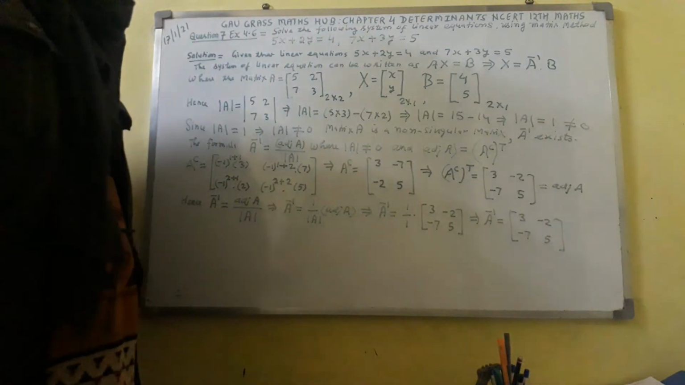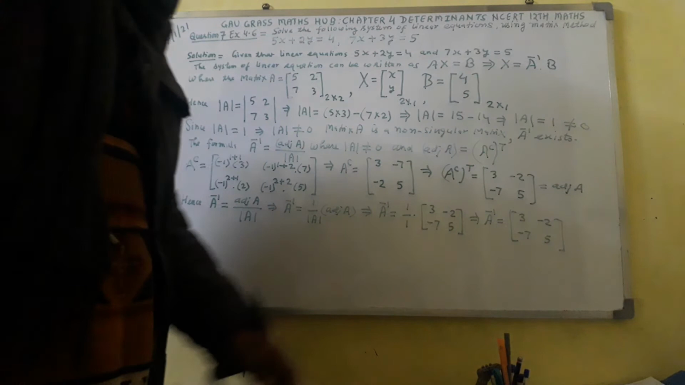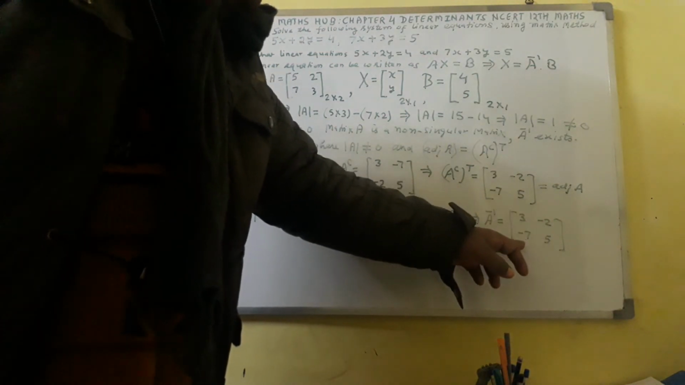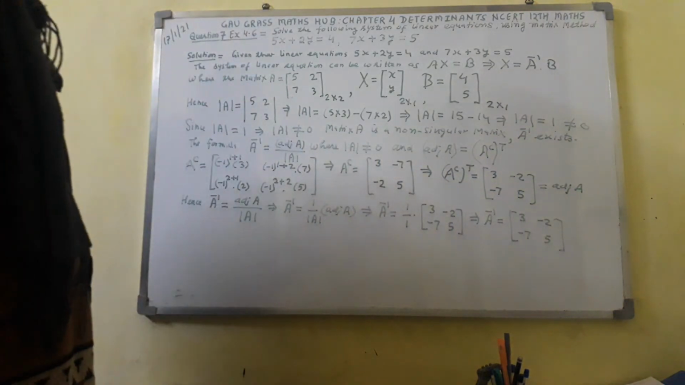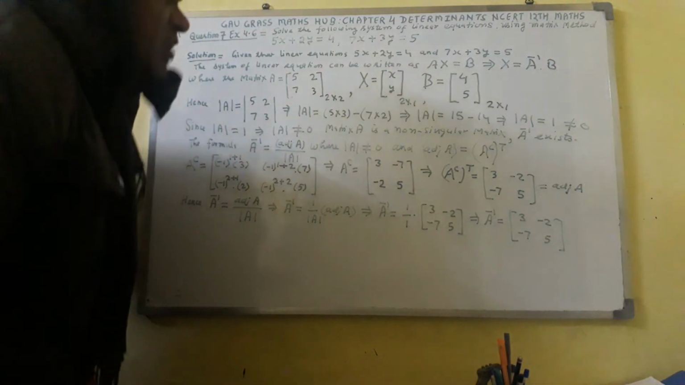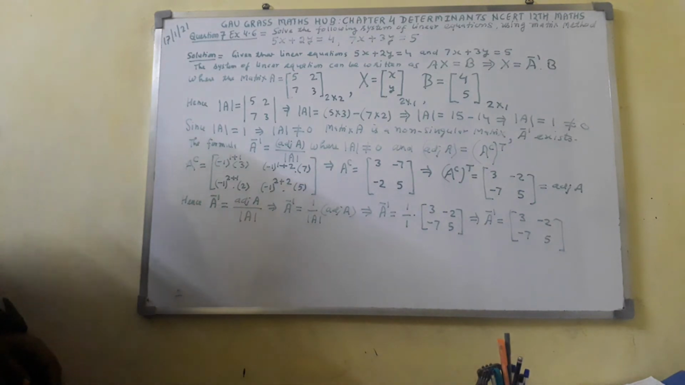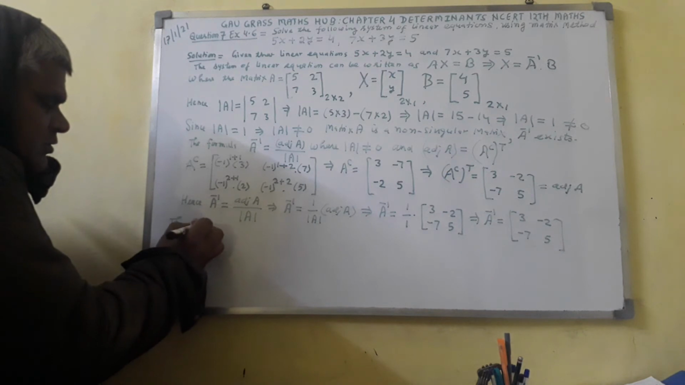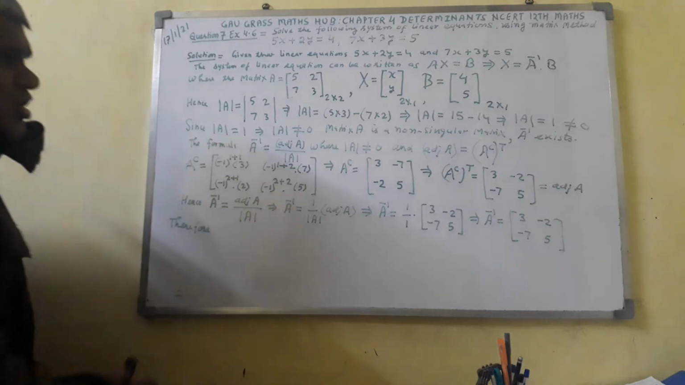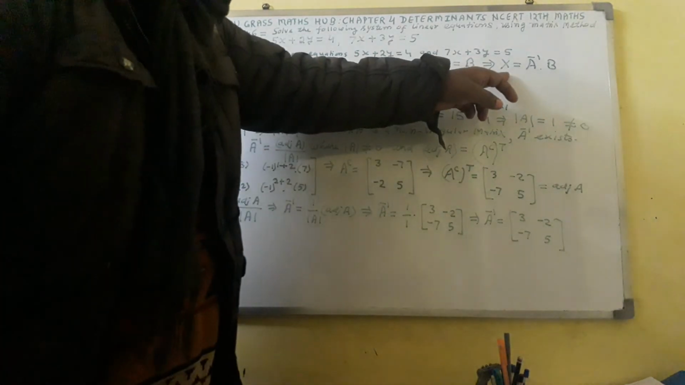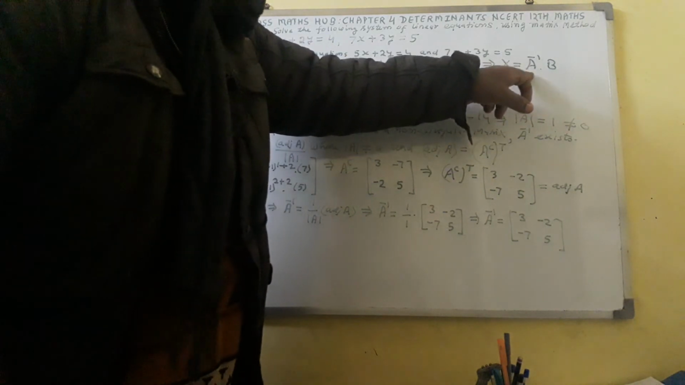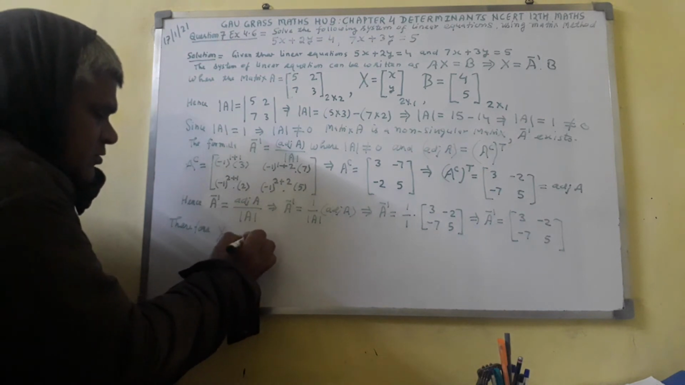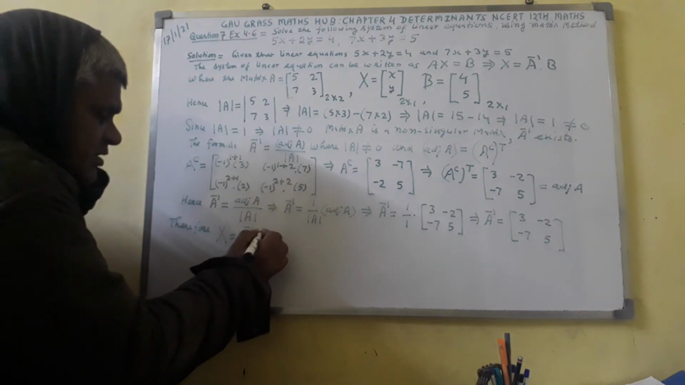The value of the matrix A inverse: you have got elements of first row 3, minus 2, elements of second row minus 7, 5. The A inverse matrix you have got. Now I shall write therefore x is equal to A inverse dot B. So here write x equal to A inverse dot B.